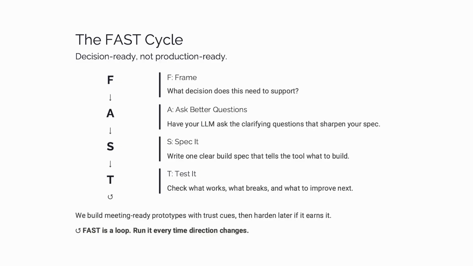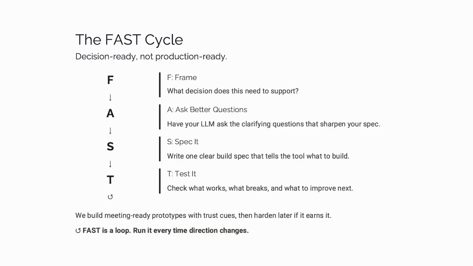So we're building meeting-ready prototypes with trust cues, and trust cues means the data ties out. You're able to tell that the data is complete, there aren't any missing fields or anything like that. There's general trust in the data that is being presented. And again, if it earns it later on, then you could harden it for production. But we're trying to get to the meeting-ready, decision-ready prototype first.